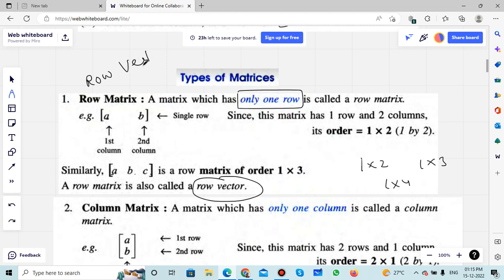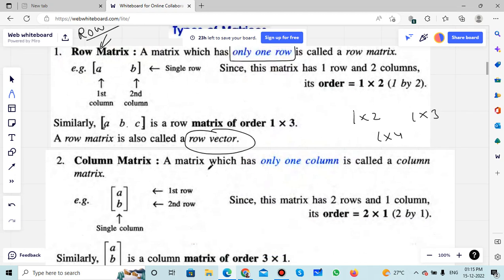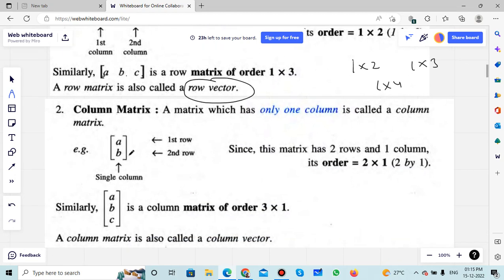The word is vector. Which one? Row matrix is got. Okay, then comes column matrix. If it has only one column, you can see there is A and B. Nothing more to know about this.